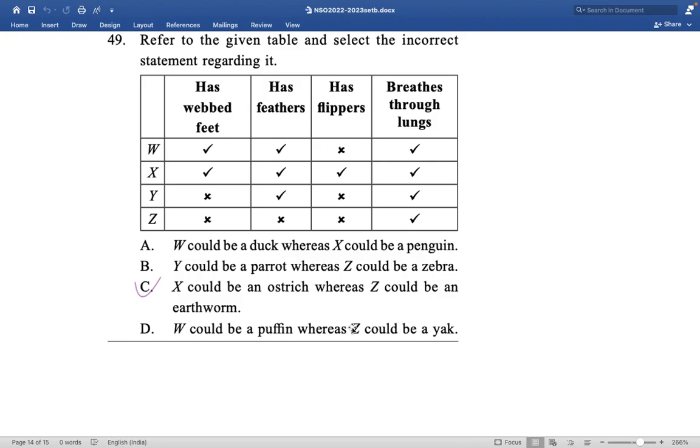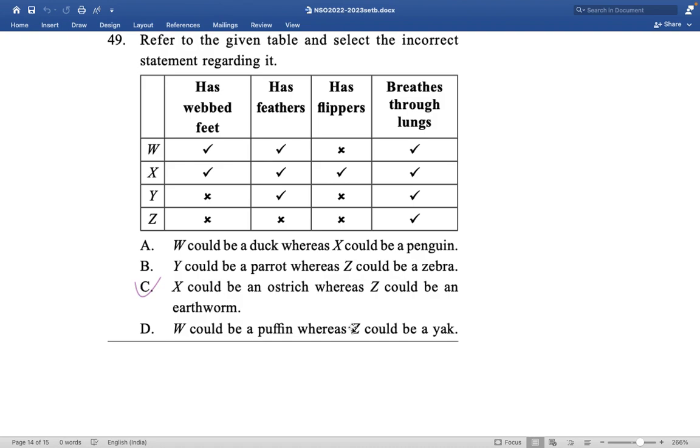Here, in the given table, W is a swimming bird as it has feathers, webbed feet, and it breathes through lungs, so it could be duck or puffin. X has flippers, webbed feet, feathers, and it breathes through lungs, so it could be a penguin. Y is a bird as it has feathers and breathes through lungs, so it could be a parrot. Z does not have webbed feet, feathers, or flippers, so it could be a yak or zebra.